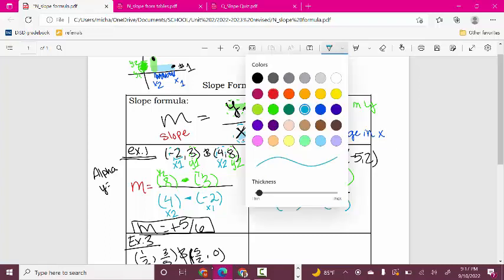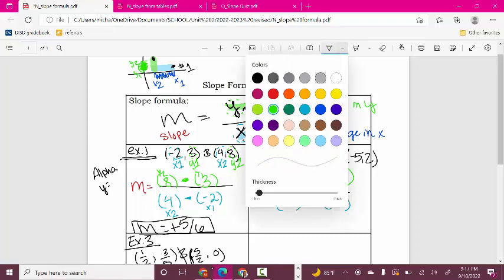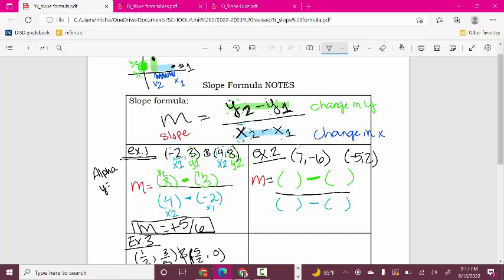Okay, now I'm ready to go fill in the numbers after I label my ordered pairs, of course. So I'll label this ordered pair as this is x1, and that means that negative 6 is y1. Negative 5 is the x value in the second ordered pair, so negative 5 is x2, and this positive 2 is the y value in the second ordered pair, so 2 is y2.